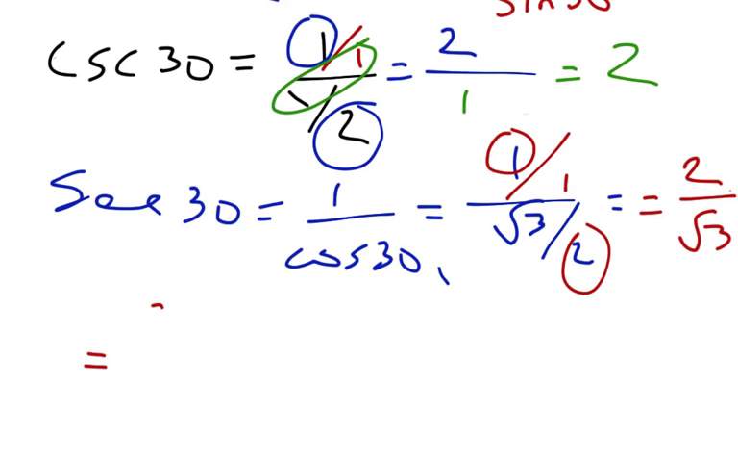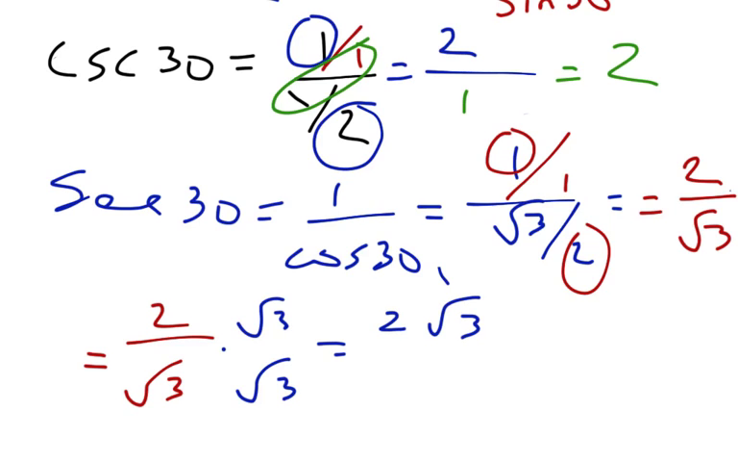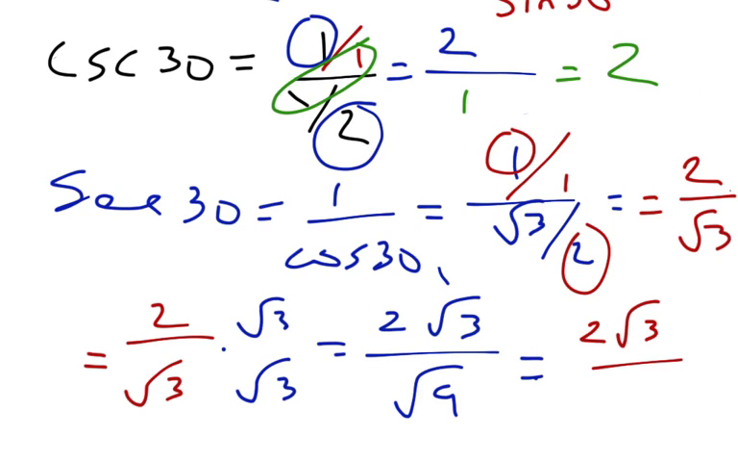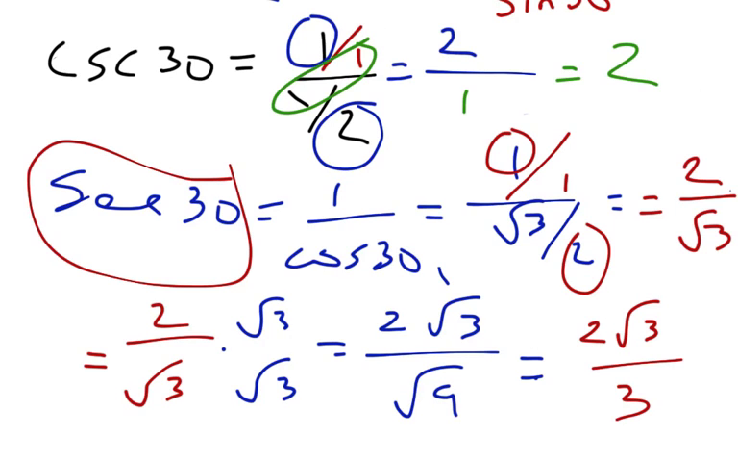But I'm not allowed to have a radical in the denominator. I need to rationalize that. So I multiply square root of 3 by square root of 3. And I'm going to have at the top 2 square root of 3, and on the bottom square root of 9, which is going to give me a final answer of 2 square root 3 over 3.